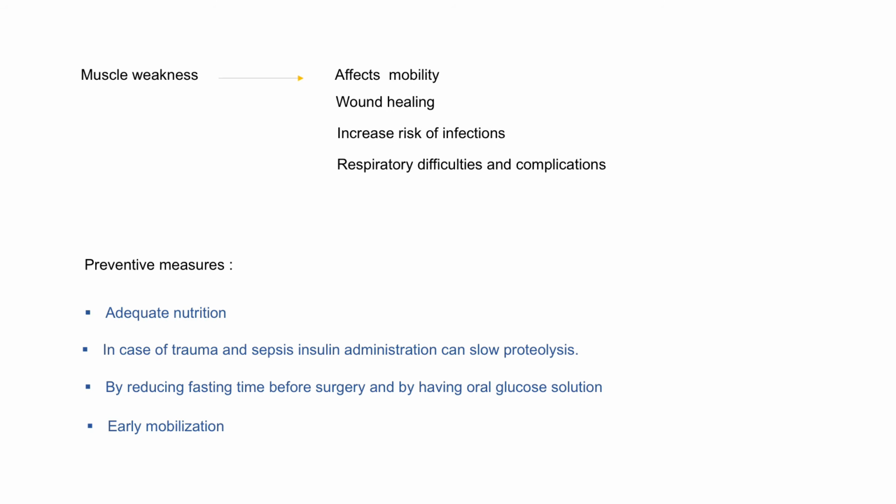Factors that can reduce protein breakdown include adequate nutrition with adequate amount of proteins and early mobilization if possible. In case of trauma and sepsis, insulin administration can slow this process. By these measures, protein breakdown can be slowed down, but it cannot be completely stopped.